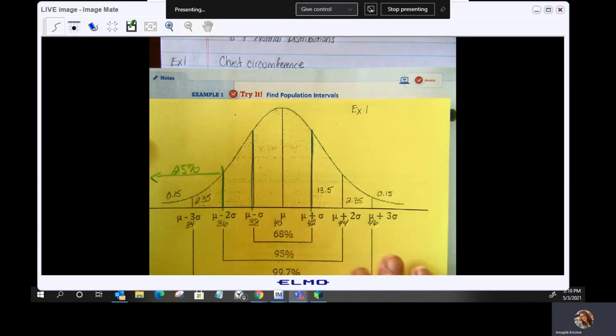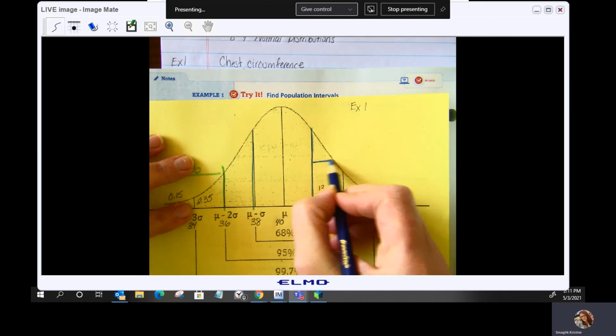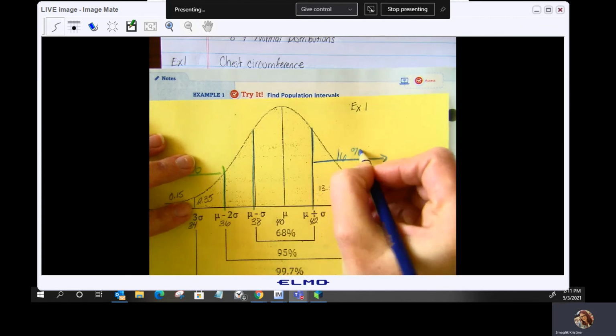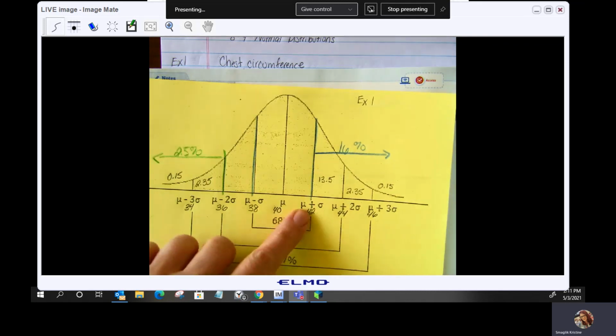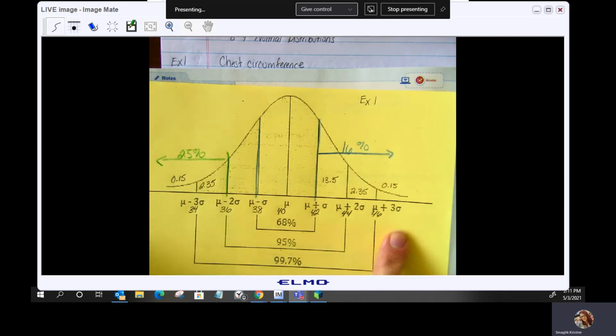So that is going to be anything from here over. My answer to that question is going to be anything greater than 42 inches.